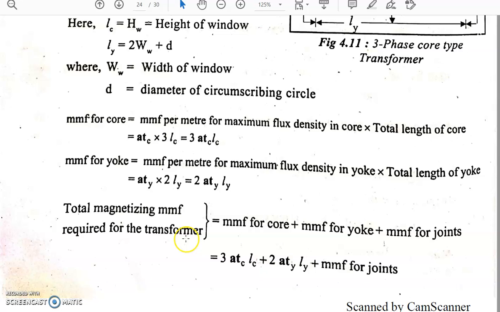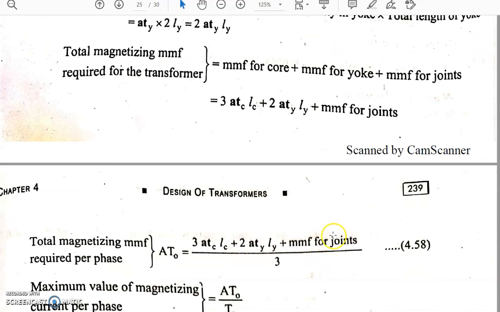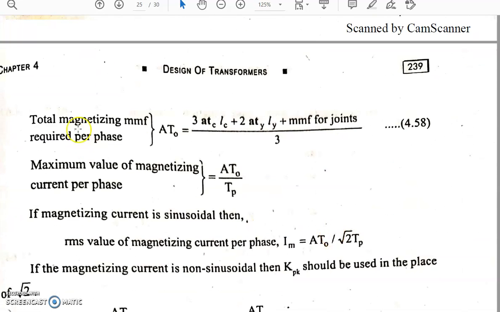So the total magnetizing MMF required is MMF for core, MMF for yoke plus MMF for joints. So this is 3 times ATC LC, this is 2 times ATY LY plus MMF for joints, that will be considered as in the previous case. And so the total magnetizing MMF required per phase is, because it is a 3-phase transformer, we are dividing by 3. The maximum value of magnetizing current per phase is AT0 divided by TP, and this TP is the number of turns at the primary side.